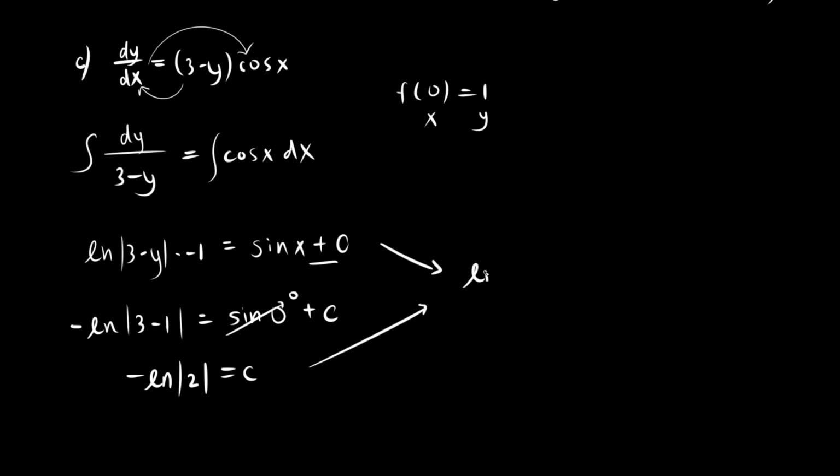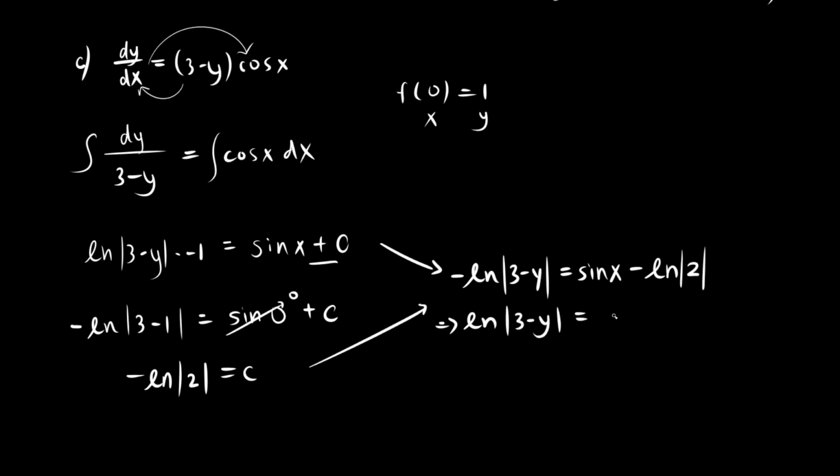as the natural logarithm of 3 minus y times negative 1 equals sine x minus the natural logarithm of the absolute value of 2. We can further rearrange this as the natural logarithm of the absolute value of 3 minus y equals negative sine x plus the natural logarithm of the absolute value of 2.